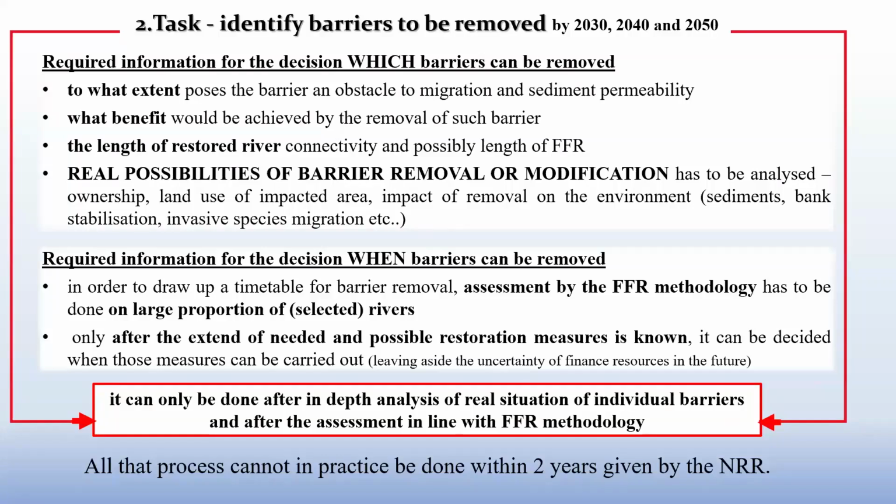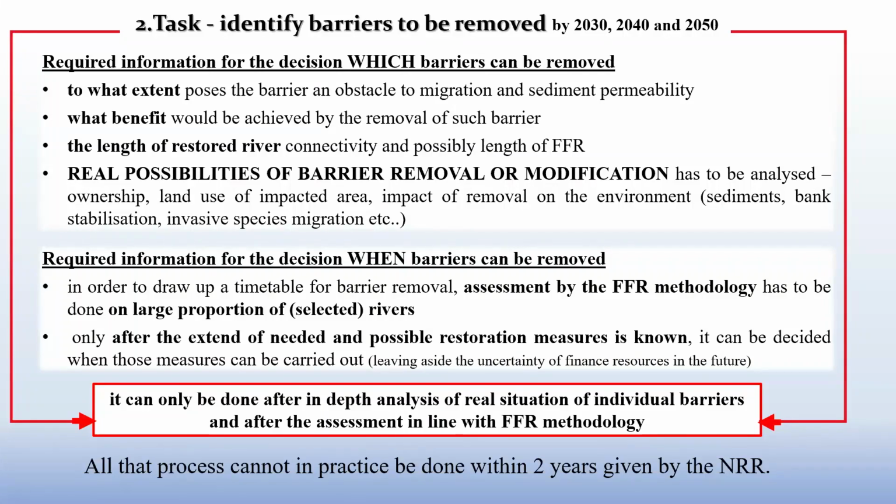Obviously, we need to know the extent of needed and possible restoration measures. And then we have to assess most, or at least a large proportion, of those selected rivers by this free-flowing river methodology, to know where the problems are and what we need to do to solve them. And when we've got this information together, only then can we set up some timeline and plan.